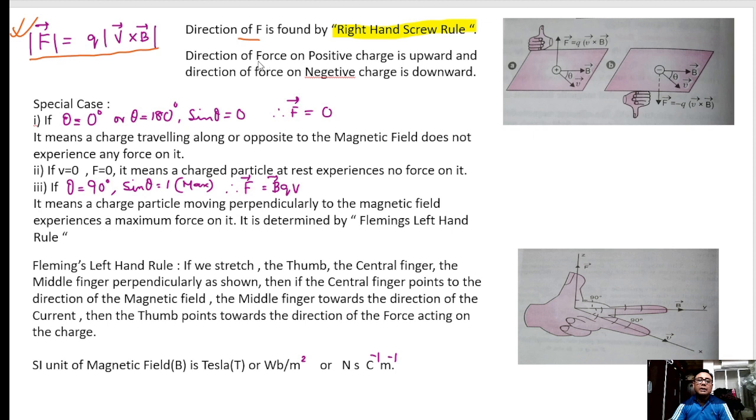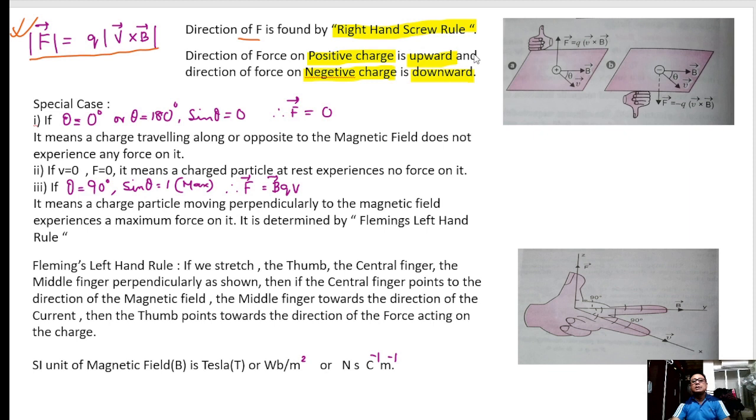So remember it, direction of force on a positive charge is upward, and direction of force on a negative charge is downward.